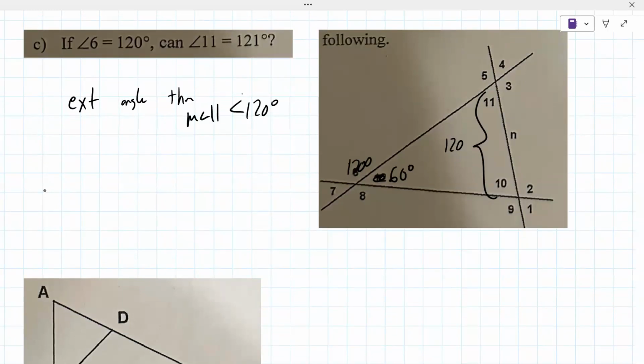And it's odd that your book doesn't use the M for measure of angle 11. It's a little odd. Usually you can't just say angle 11, you have to say the measure of angle 11.